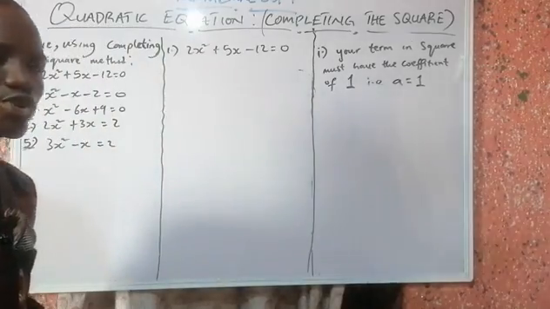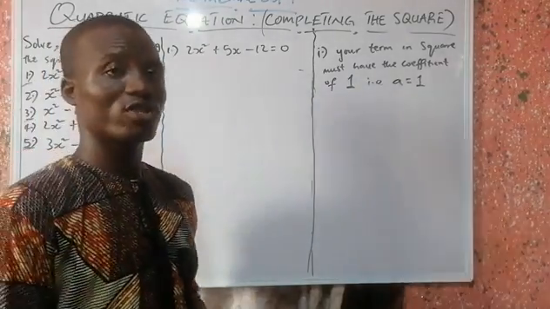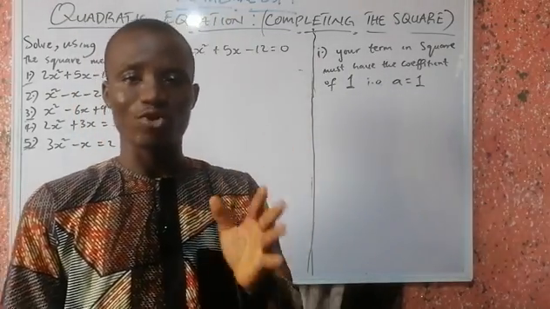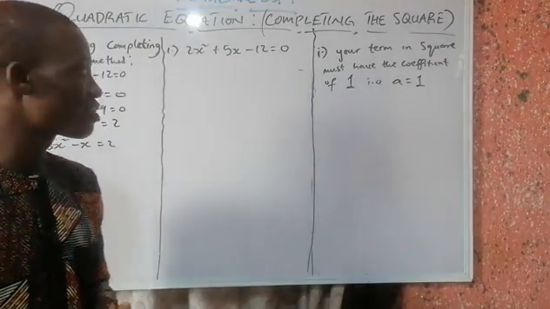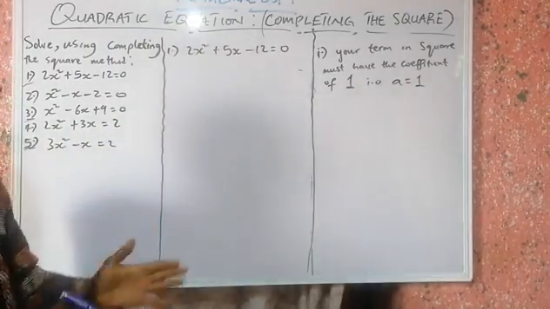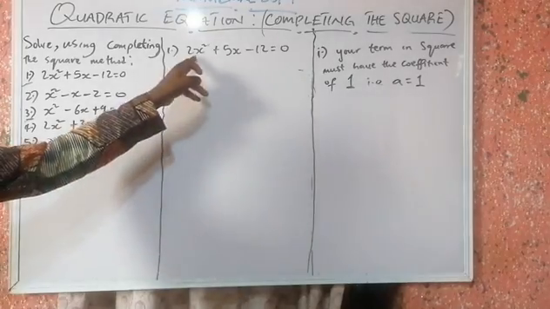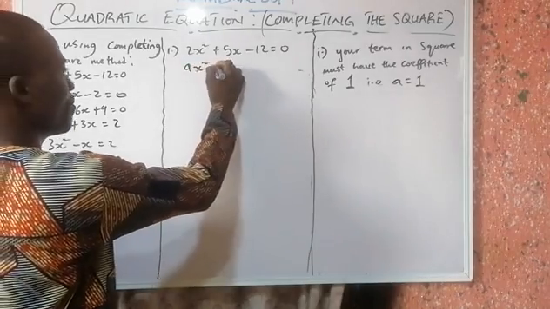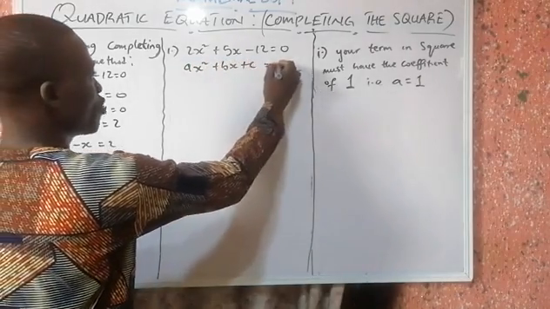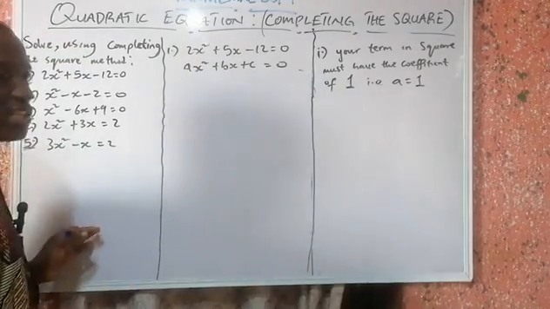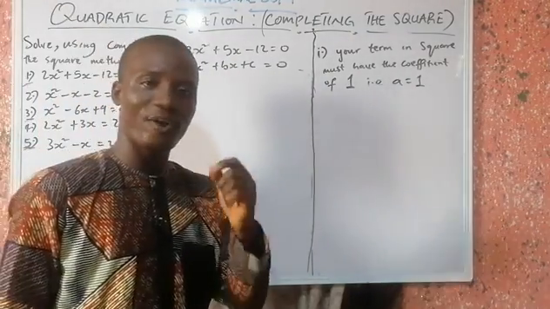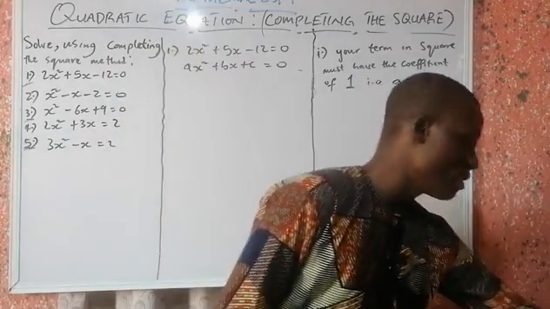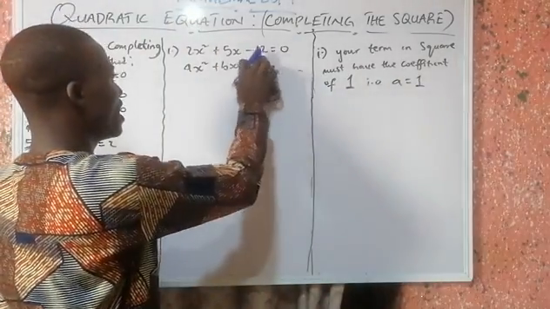So for you to solve using completing the square method, you should try as much as possible that your a is equal to 1. So when they give you a situation like this, because you can see that our a here is actually 2 and not 1. If I have ax squared plus bx plus c equals 0, my a here is 2, it is not 1. So we have to find a way of making that a to be 1 before we proceed. So let's make a 1.